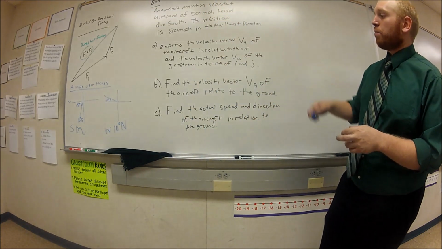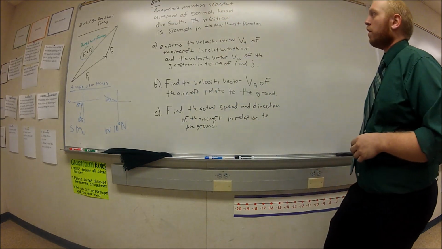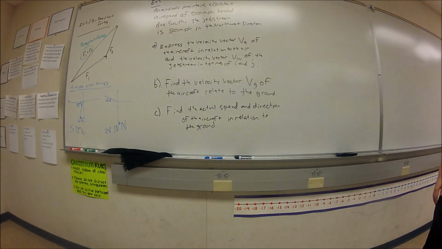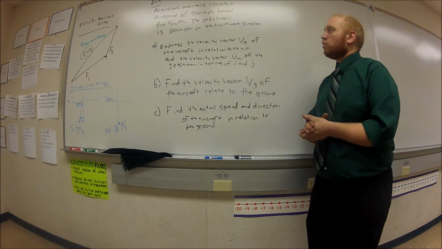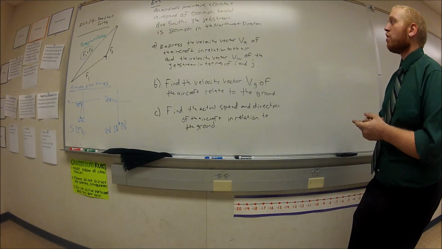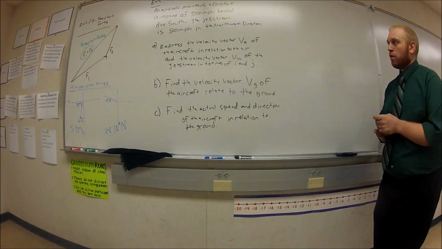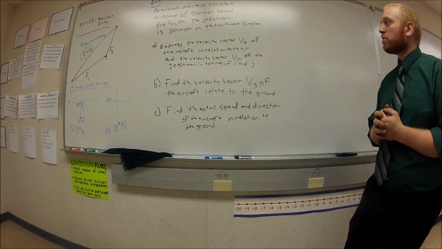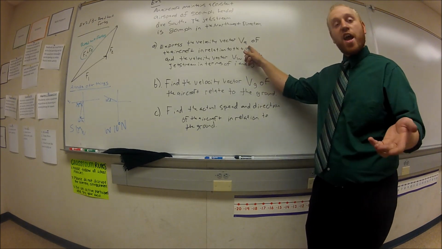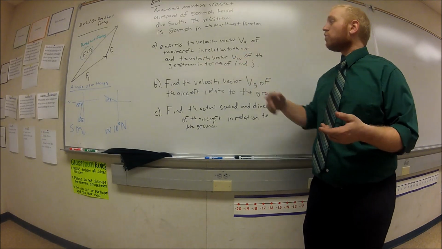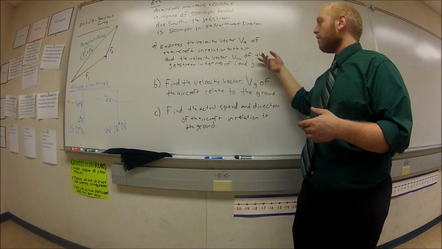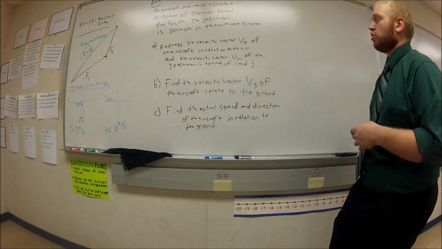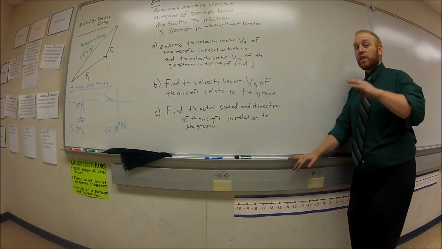Now let's take a look at example 2. An aircraft maintains a constant airspeed of 500 miles per hour, headed due south. The jet stream is 80 miles per hour in the northwest direction. First part we're going to do, we're going to express the velocity vector v sub A for aircraft, in relation to the air, and the velocity vector v sub W for the wind of the jet stream in terms of i and j.